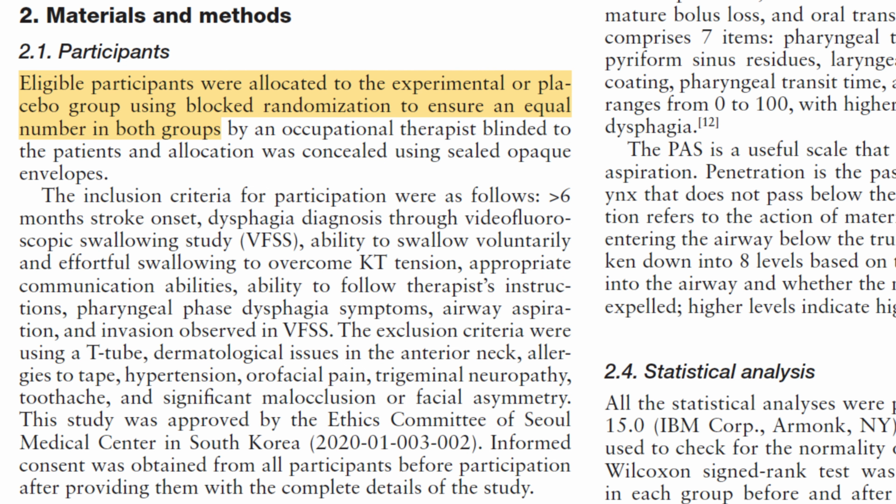On page 2, the authors describe allocating eligible participants to the experimental and placebo groups using blocked randomization to ensure an equal number of participants in both groups. So for question 1 on the checklist, I would say yes, true randomization was used for assignment of participants to treatment groups.